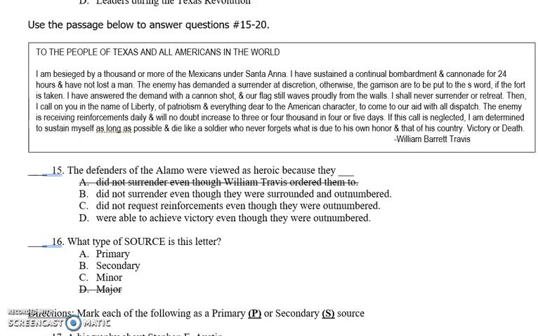Question 15. The defenders of the Alamo were viewed as heroic because they, B, did not surrender even though they were surrounded and outnumbered; C, did not request reinforcements even though they were outnumbered; or D, were able to achieve victory even though they were outnumbered. Question 16. What type of source is this letter? A, primary; B, secondary; or C, minor?